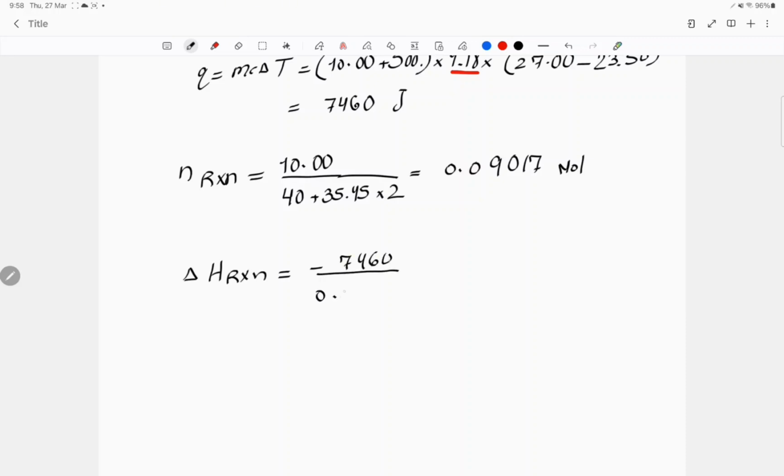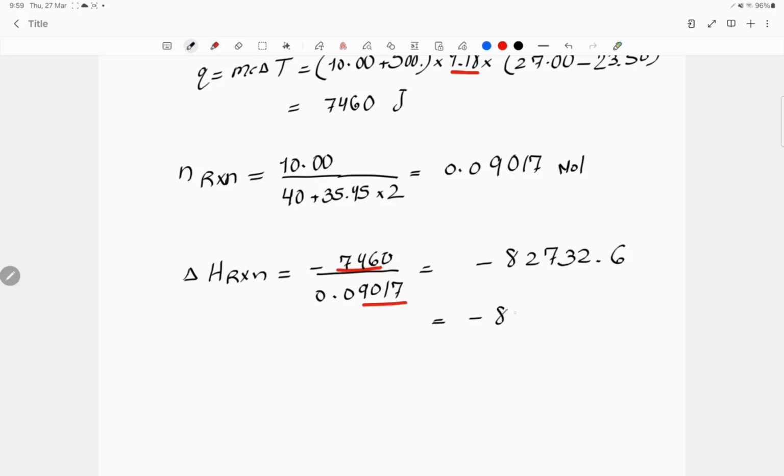And now the last step is to do delta H reaction is equal to negative Q divided by the n reaction, which is 0.09017. So 7460 divided by 0.09017. And I got myself again a big number, which is negative 8273.6. But look, here I have 3 sig figs and here I have 4. You should always go with the least.